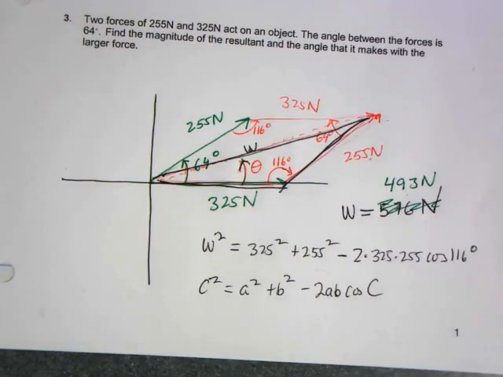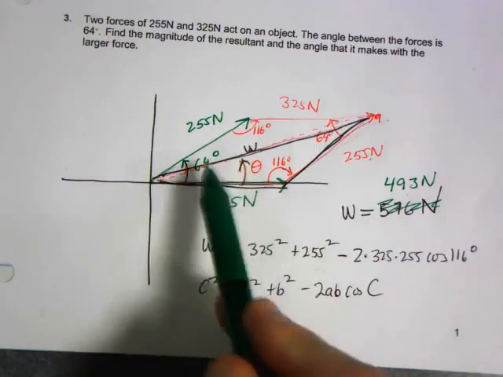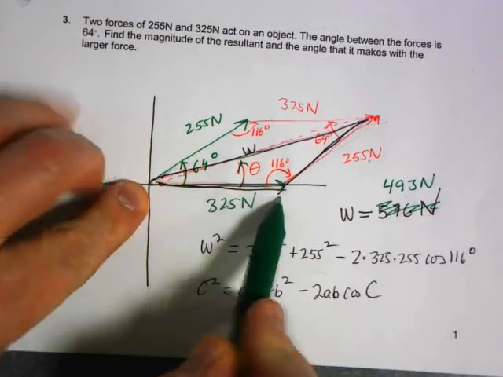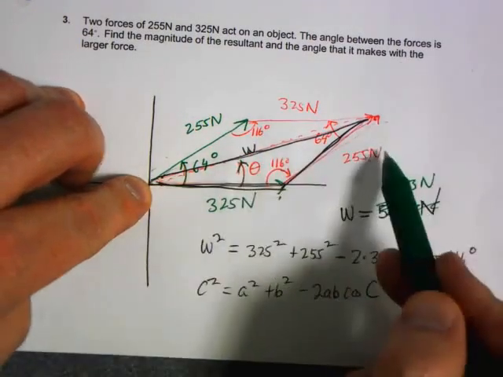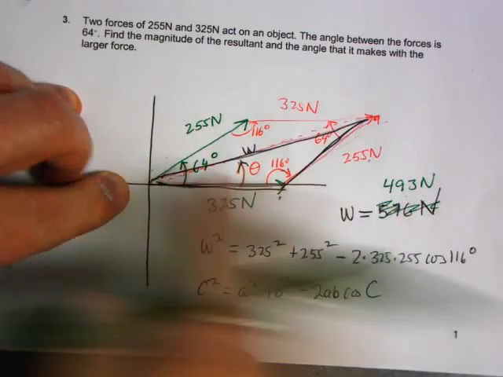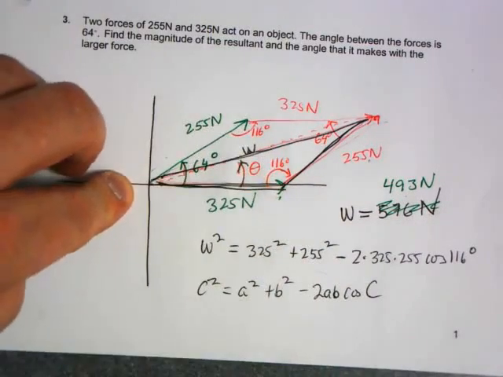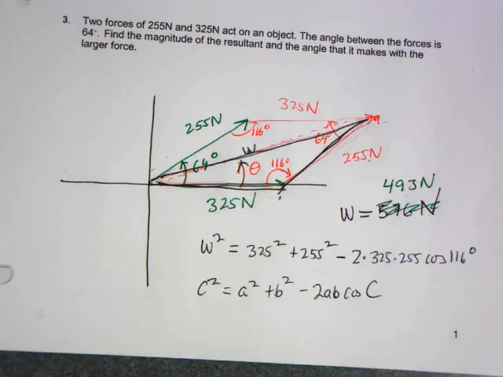Can you just divide by 2? Divide what by 2? 64. I can't divide the 64 by 2. This certainly is not a bisector because we're pushing harder in this direction than we are in that direction. So this resultant is not exactly in the middle. It's more towards the 325 than it is the 255. I can't use tangent because I don't have a right triangle. If we don't have a right triangle, we either use law of sines or we use law of cosines.